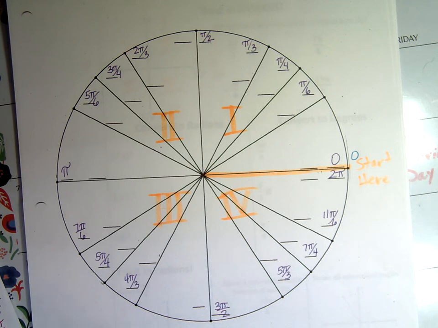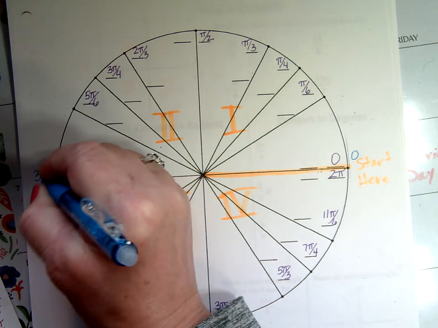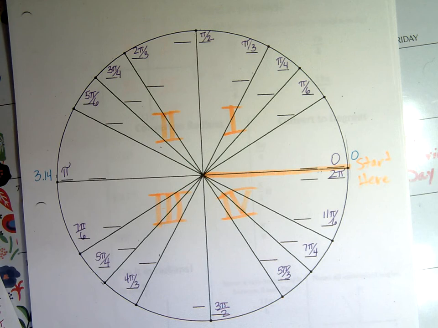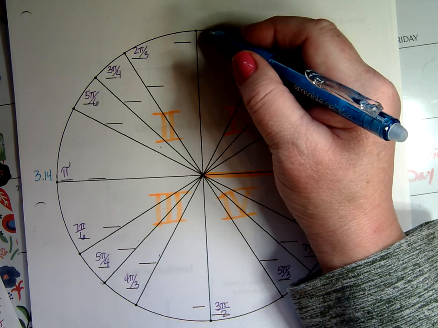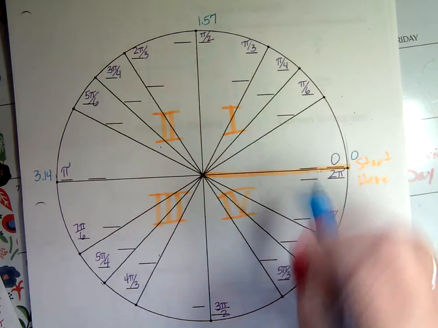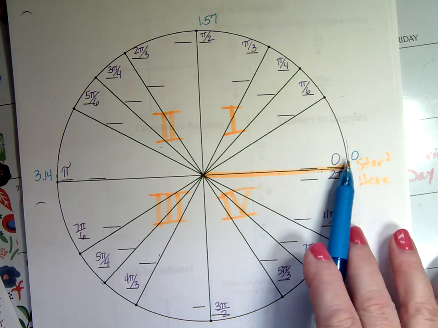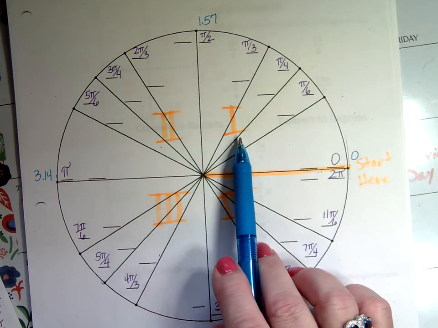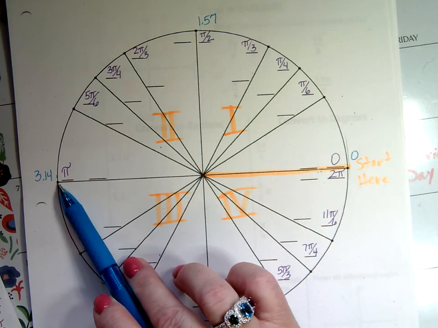But think about this. You know this answer. What is pi as a decimal? You know that this is 3.14. Which means that my top is half of pi. 3.14 divided by 2 is 1.57. Now, we're not going to put all the individual ones around there. Just know that if they give you an angle that's between 0 and 1.57, it's going to land in the first quadrant. If they give you an angle between 1.57 and 3.14, it's going to land in the second quadrant.